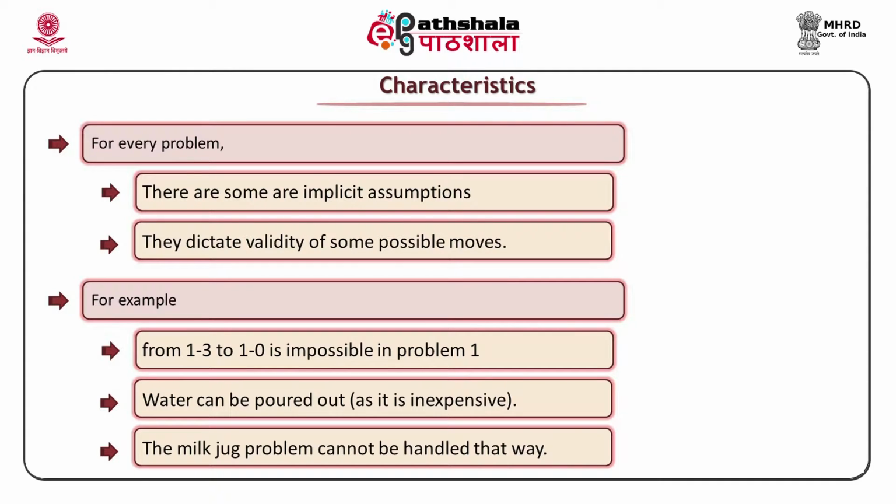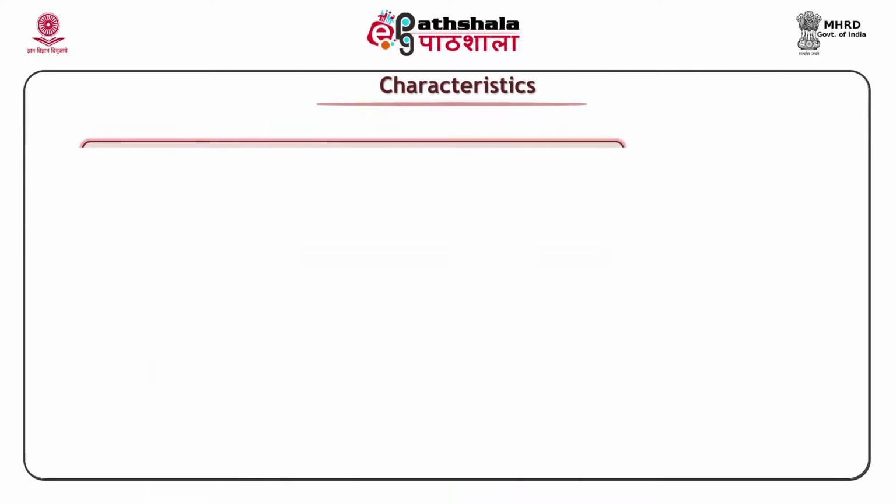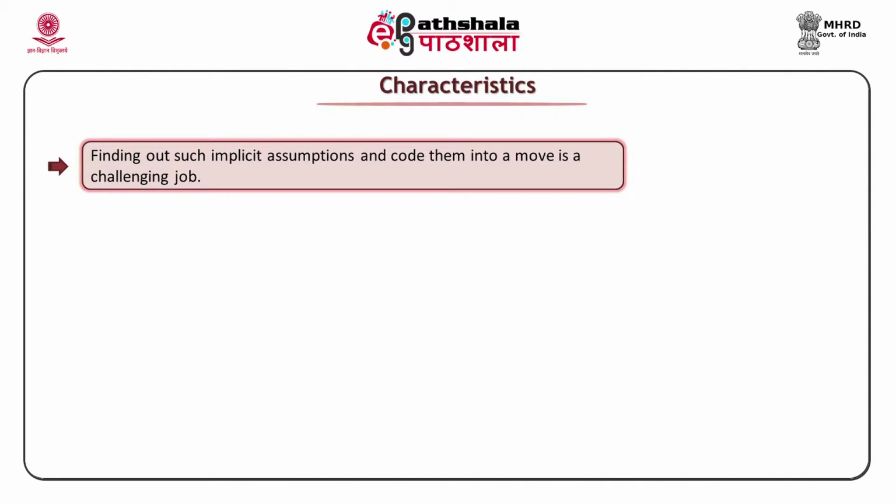There is one example shown in the slide, you better see. 1 3 to 1 0 is possible. Why? You can just pour out 3 out of the jug. In case number 1, it is impossible to do something like that in the milk jug problem. How do you code them? It's not that easy. Not only that, there is one more thing.